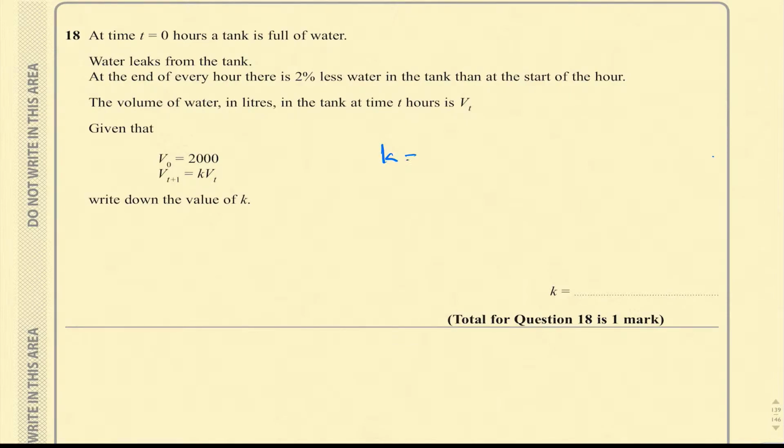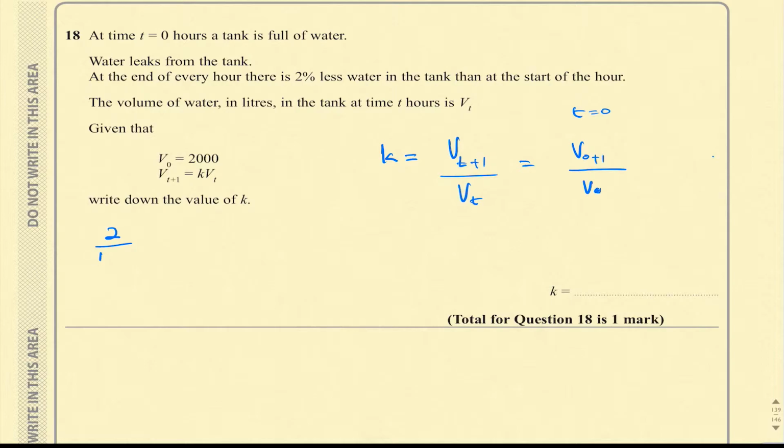So k will be equal to V(t+1) over V(t). Now, the t plus 1 and t are subscripts, so that's important. So at t equal to 0, you're going to get V1 over V0. That means in 1 hour, the water is lessened by 2%.